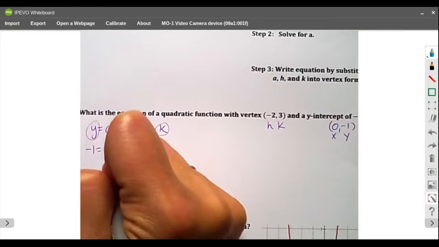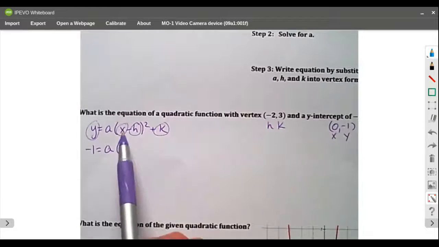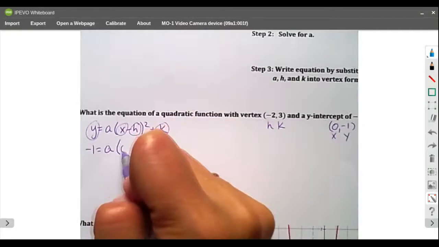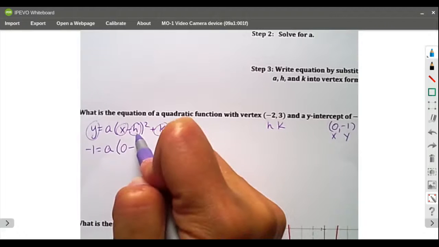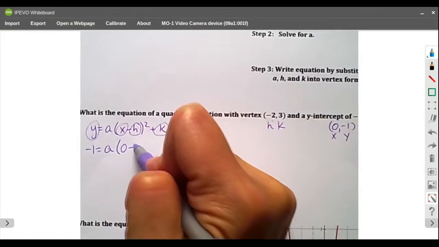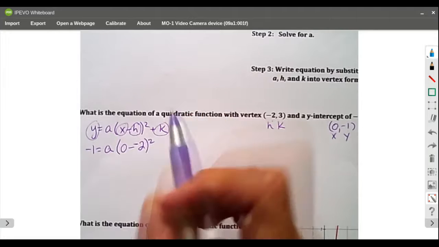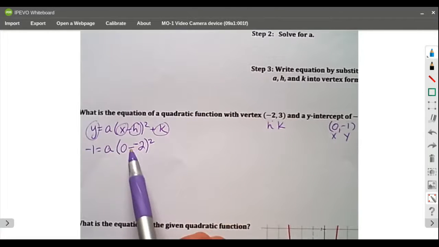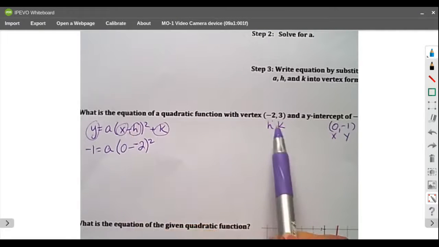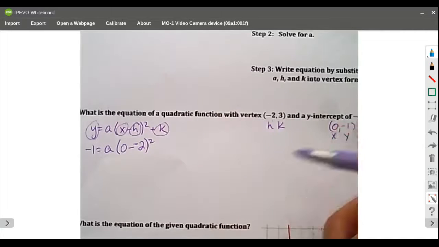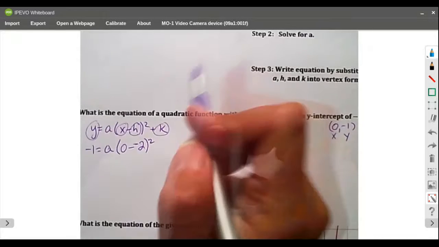We don't know a, so we're going to leave that like that. Instead of x, we're plugging in 0. And then it's minus h, which is -2. You do need both of these negative signs. This one is from the formula. This one is from h. And we'll deal with that in a second. And then plus k, which is 3.